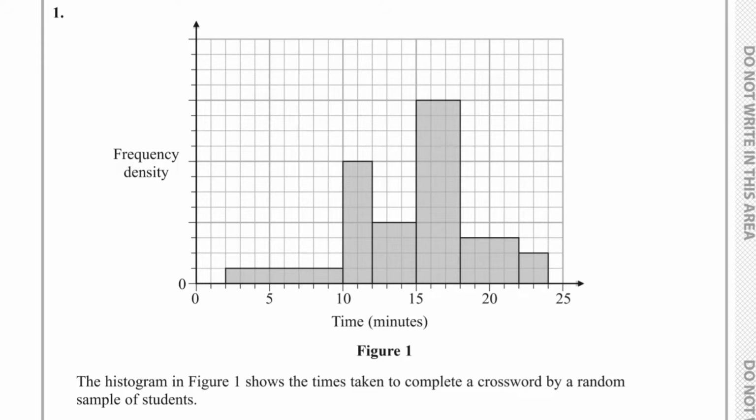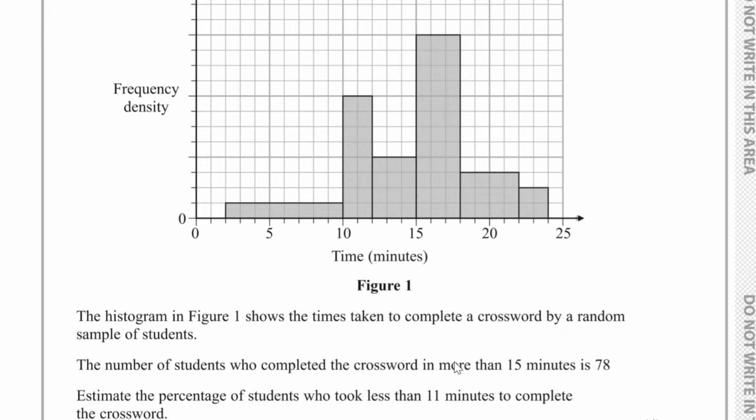Question number 1. We've got this histogram over here which shows the times taken to complete a crossword by a random sample of students, and the number of students who completed the crossword in more than 15 minutes is 78. We have to estimate the percentage of students who took less than 11 minutes to complete the crossword.